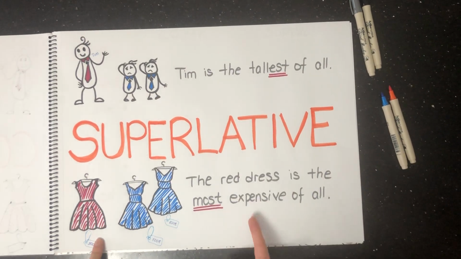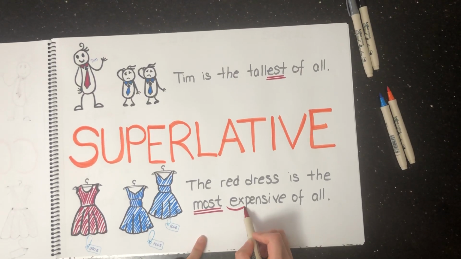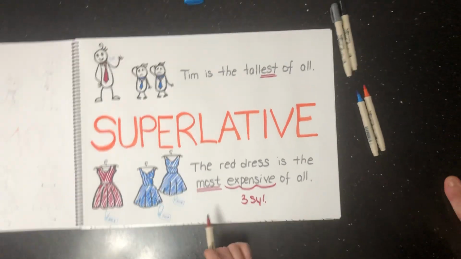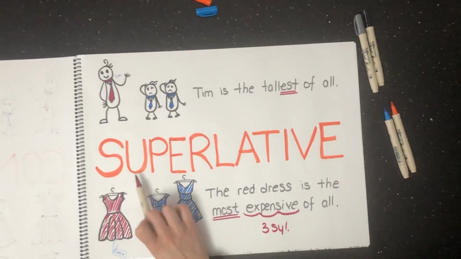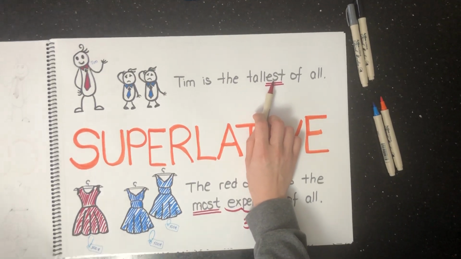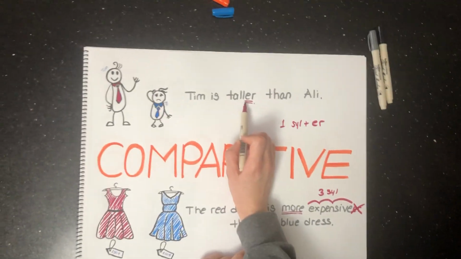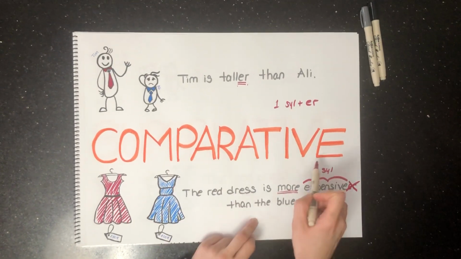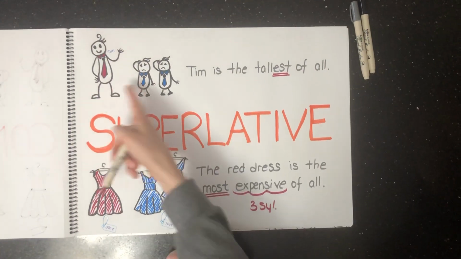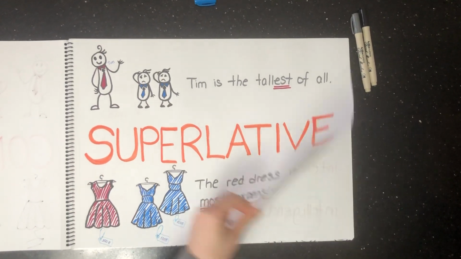What about if my adjective or adverb had more than one syllable? Expensive. There are three syllables. So again, this time we use most because superlative is most. And if it's just one syllable, it is EST. And comparative is more. And if it's one syllable, ER. Okay? So comparative, only two. But superlative, more than two. Three. Okay? Now let's look at some exercises.